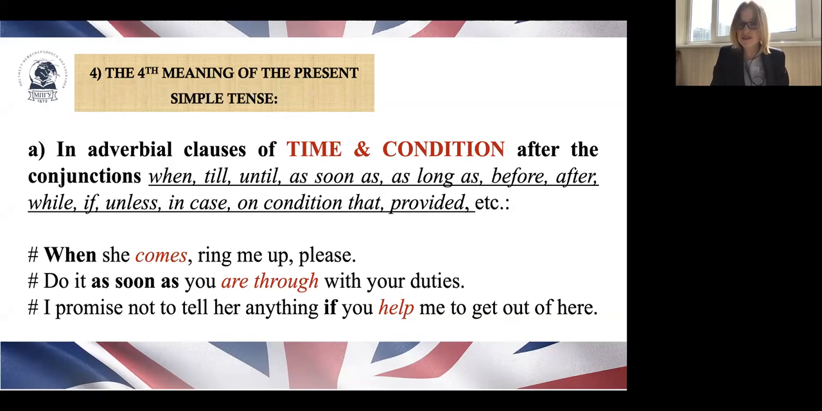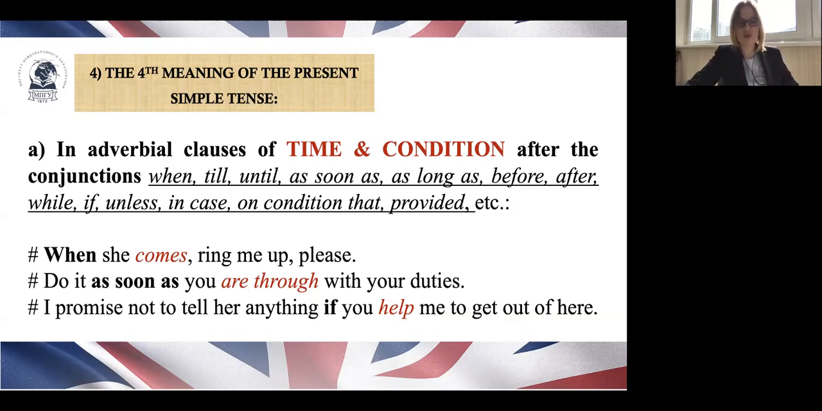When the sun comes, ring me up, please. We see that one part of the sentence is exactly the adverbial clause, because there we have the adverbial clause of time and a specific word, which is called a conjunction, that refers to this clause. When the sun comes, when we have these time or condition, we regularly use the present indefinite tense. The second example: do it as soon as you're through with your duties. Absolutely the same case. When we have the adverbial clause of time or condition, we use the present indefinite tense.